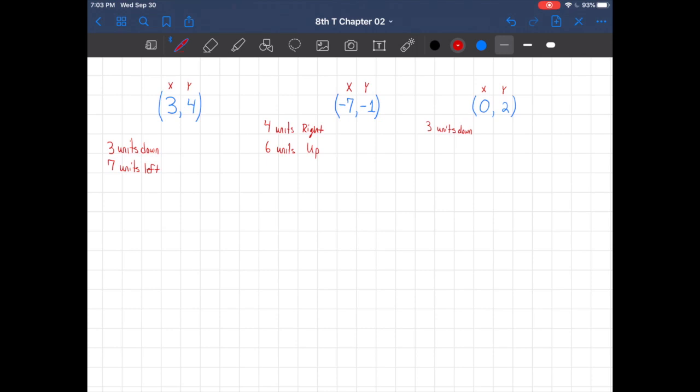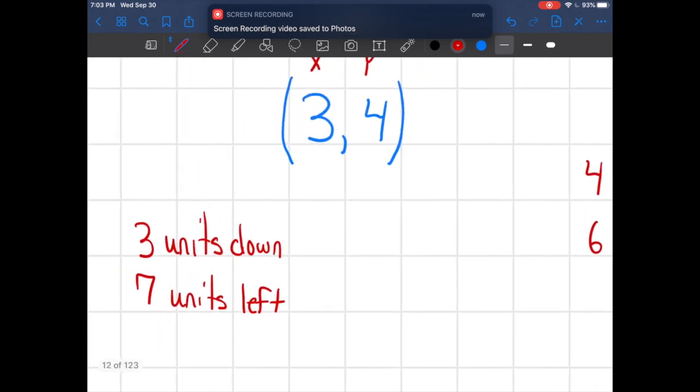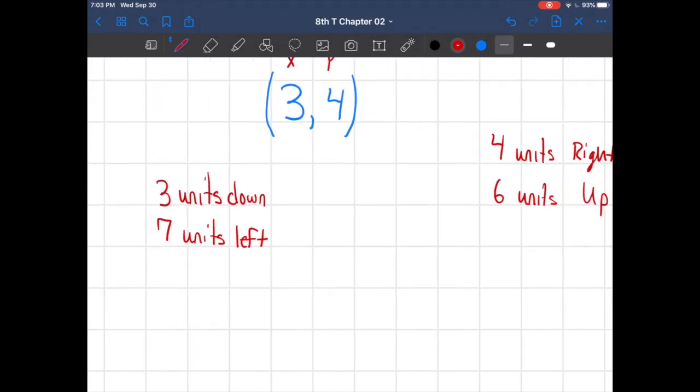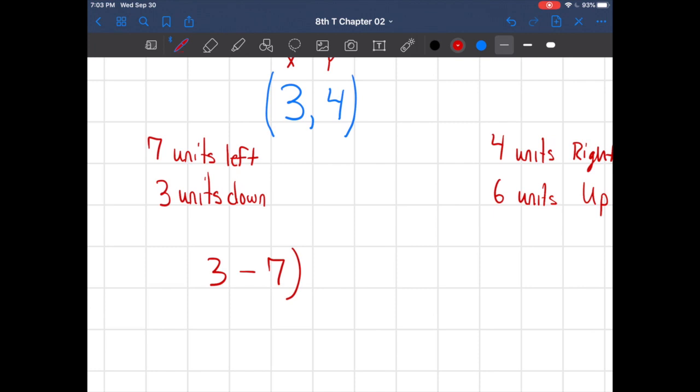So here I wrote down 3 different examples that we will be going through, and we just have to follow the rules. All right, so the rule says we go 3 units down and 7 units left. So we're going to start off with our X, right? So remember, left and right, I did switch these up on you guys. Let me fix that for you really quick. So we go like that, okay? So we do 3, we're going to the left, so 3 minus 7.